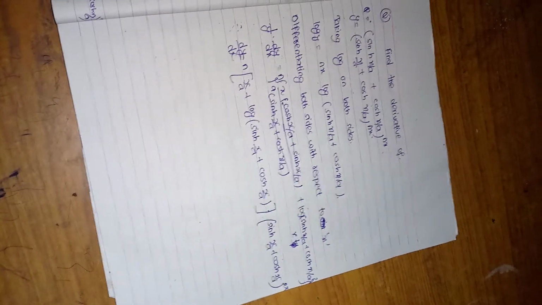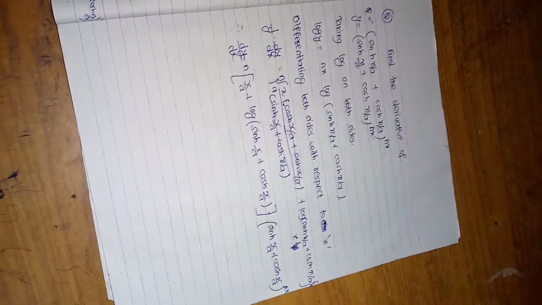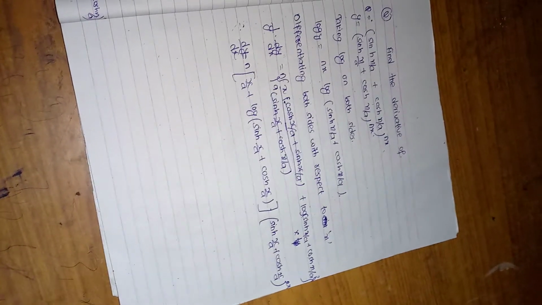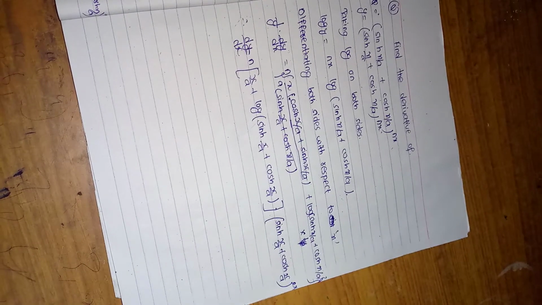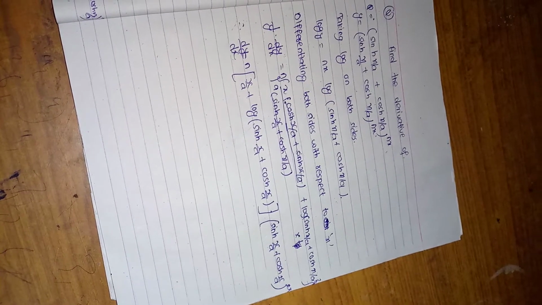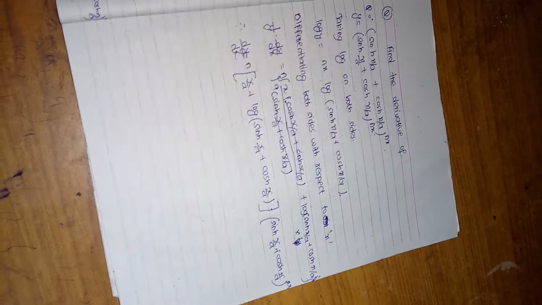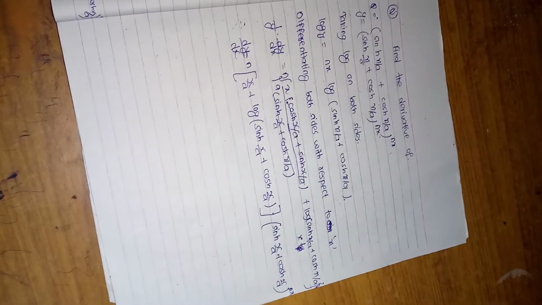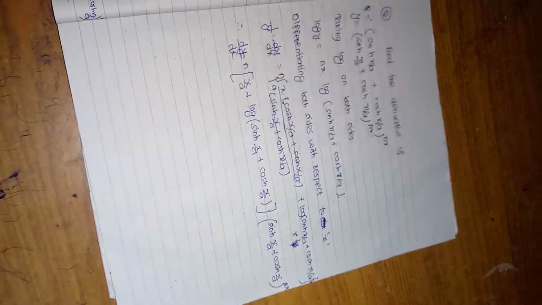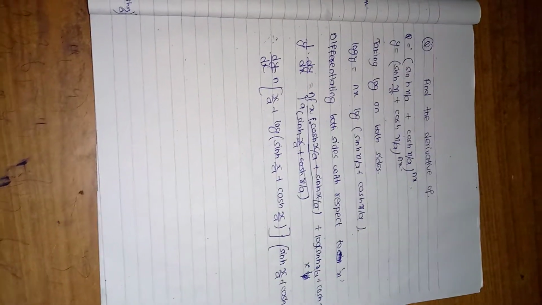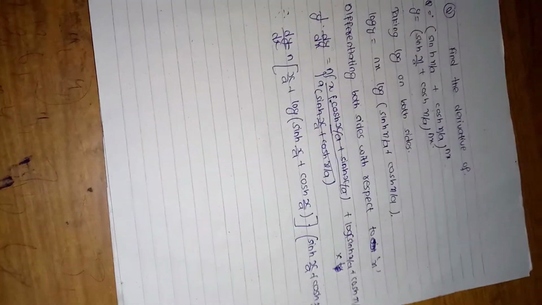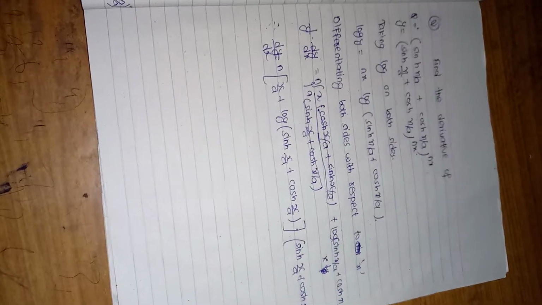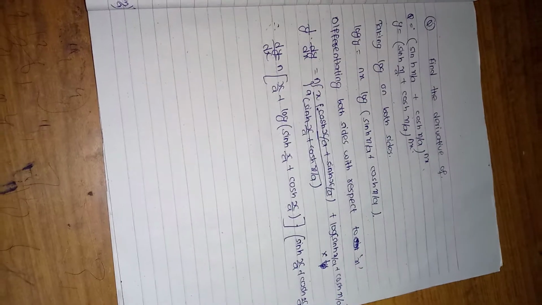Let's take log on both sides. Log y is equal to n times x log (sinh(x/a) + cosh(x/a)). Now we are going to differentiate both sides with respect to x, and I have jumped one step ahead.